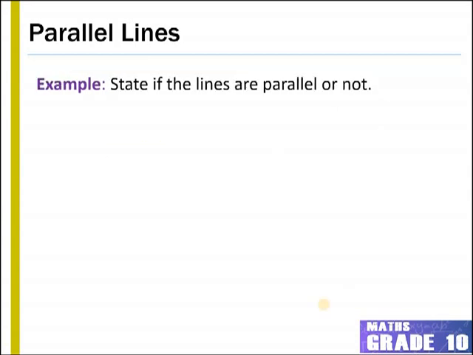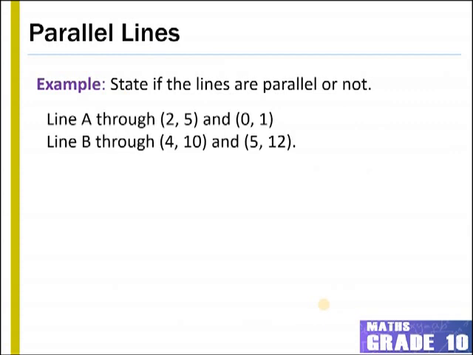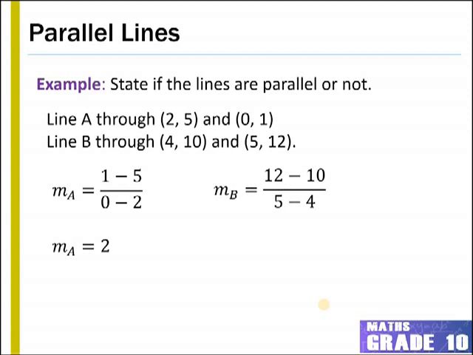Example, state if the lines are parallel or not. Line A through 2, 5 and 0, 1, and line B through 4, 10 and 5, 12. The gradient of line A is (1 take away 5) over (0 take away 2), which is 2, and the gradient of line B is (12 take away 10) over (5 take away 4), which is also 2. So yes, the two lines are parallel.